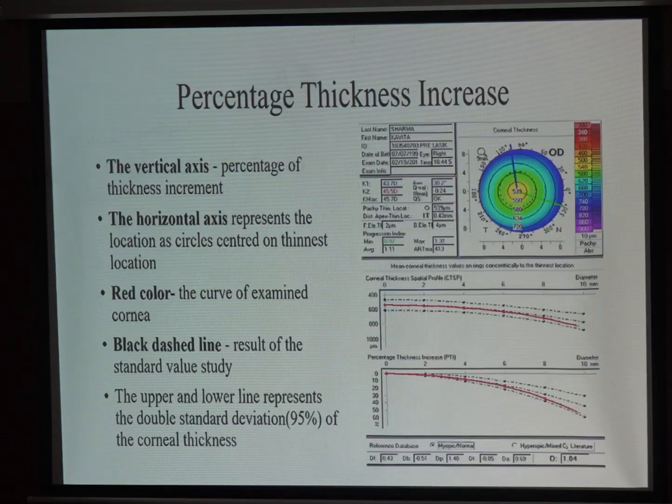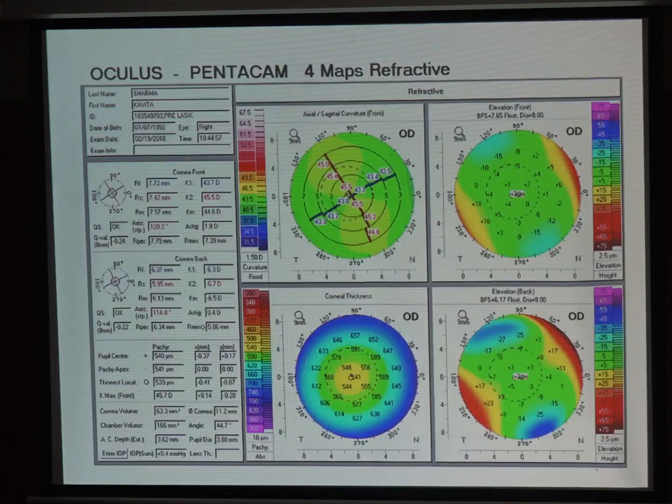There are 2 more parameters which are provided on the BAD display beneath this, which are known as the CTSP and the PTI, right? PTI is the percentage thickness increase and CTSP is the corneal thickness spatial profile. I'll just tell you briefly that this is telling you the plus minus 2 standard deviation which is taken from the normative data. So normally it should lie in between these dashed lines, right? So that means it is normal.